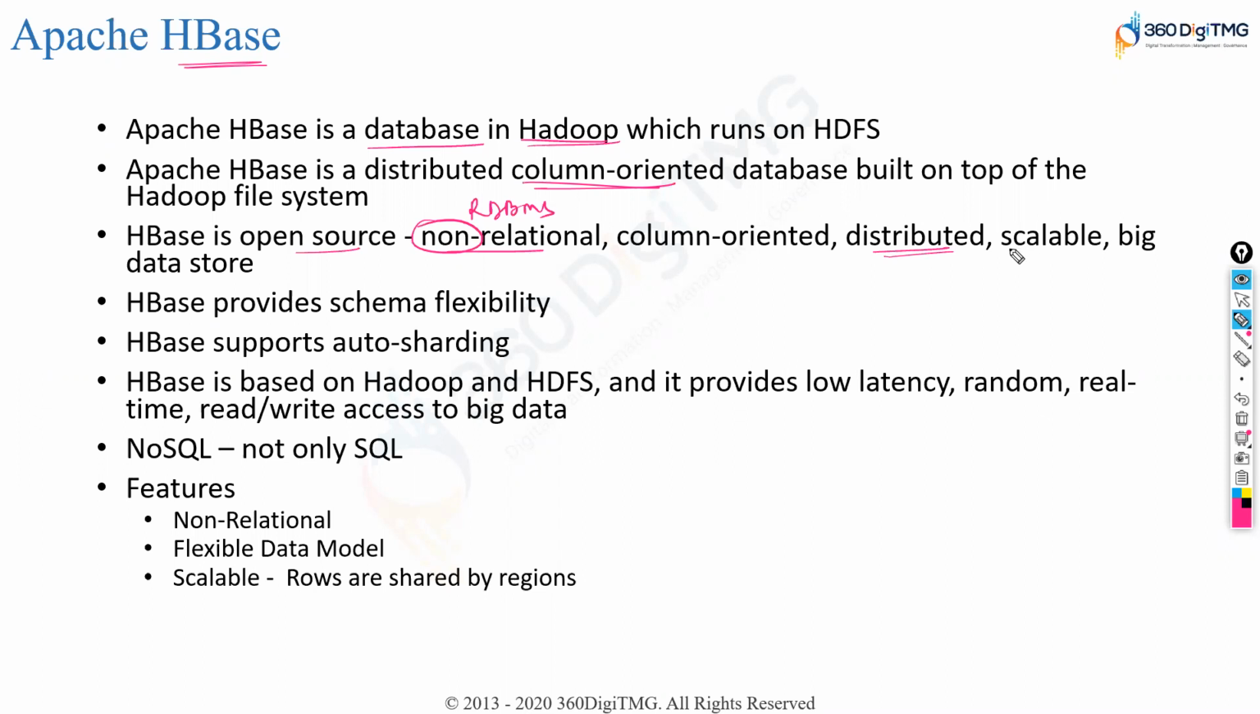The data gets distributed. The tables that we have get distributed physically and stored in different systems. And it is scalable. Just like your Hadoop, it's on a distributed framework, right? So it can basically be scalable. Now, HBase, because it has to support unstructured data, will have flexibility of schema, right?